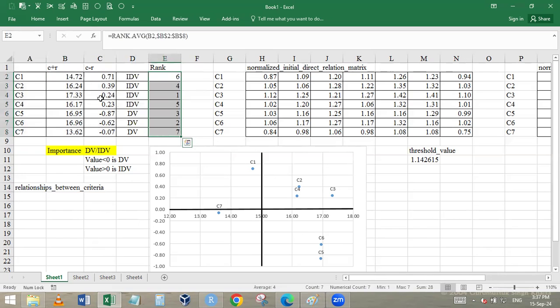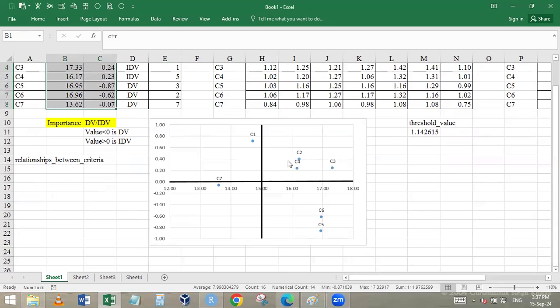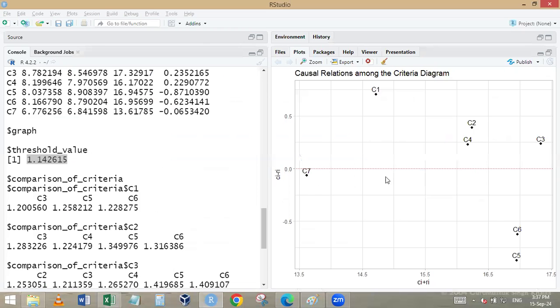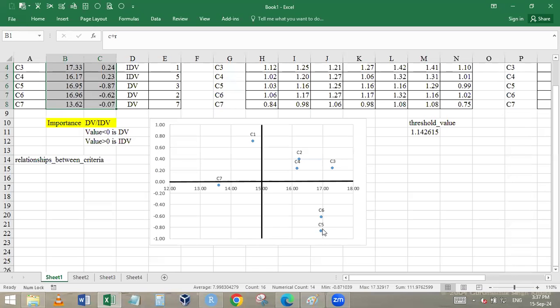Next, make a chart of C plus R, C minus R. Done. You can cross check. You can do it in Excel, and R also gives you the same. C7 is here, 1 is here, 2, 3, 4 are very near, 5 and 6 are very near. Check this out. Exactly the same chart I have made.